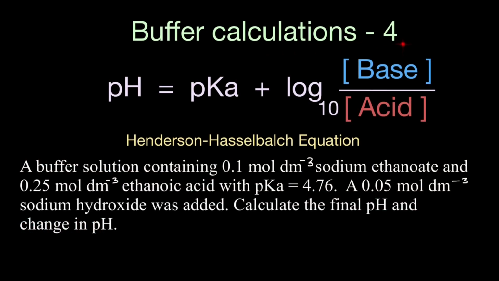Buffer calculations for pH equals pKa plus log base 10 of the conjugate base concentration over the weak acid concentration. That is the Henderson-Hasselbalch equation. Here's the question. A buffer solution containing 0.1 mol/dm³ sodium ethanoate and 0.25 mol/dm³ ethanoic acid, with pKa equals 4.76. 0.05 mol/dm³ sodium hydroxide was added. Calculate the final pH and the change in pH.